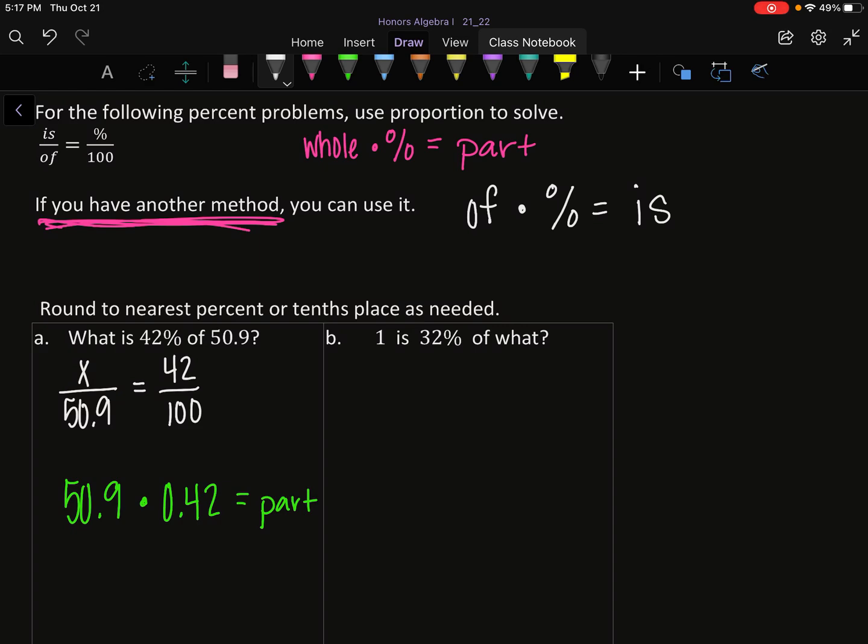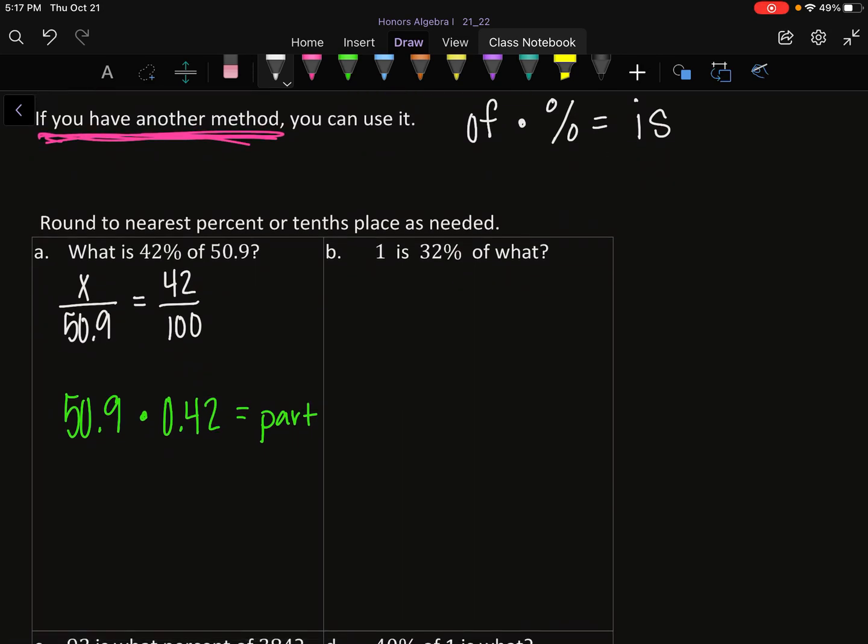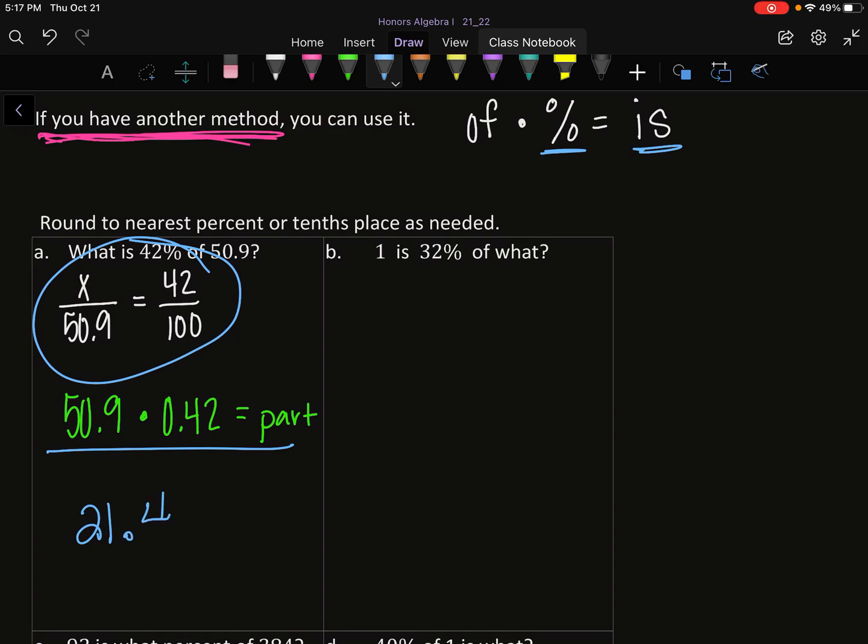And we can solve it or plug in certain things and solve for the other maybe. This step here is just an extra step, where this is just one step, right? So what do we get there? 50.9 times 0.42. So it looks like, to the nearest tenths, 21.4 is my number. That's 42% of 50.9.